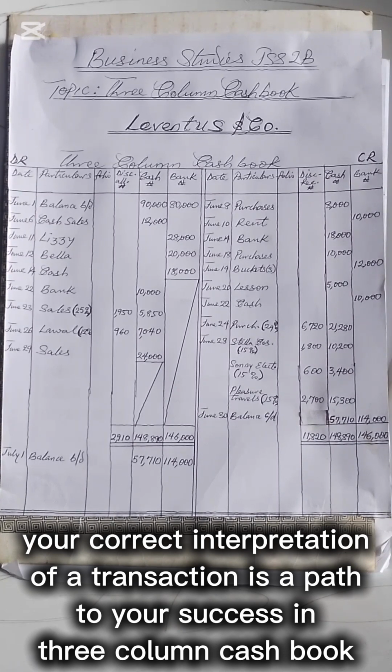The first thing you need to do for exam standard is to write the name of the business or the owner, the person preparing the 3-column cash book. Write the name at the top with two lines underlined before you move down for the title, which is 3-column cash book. Also don't forget your debit side and your credit side.